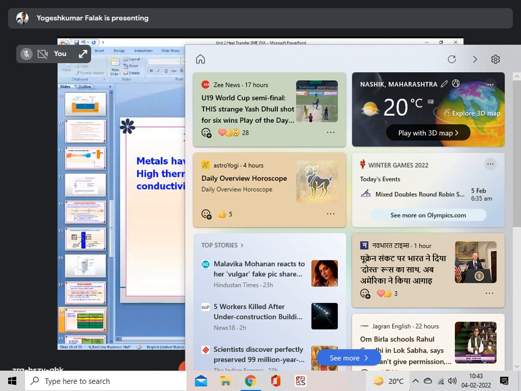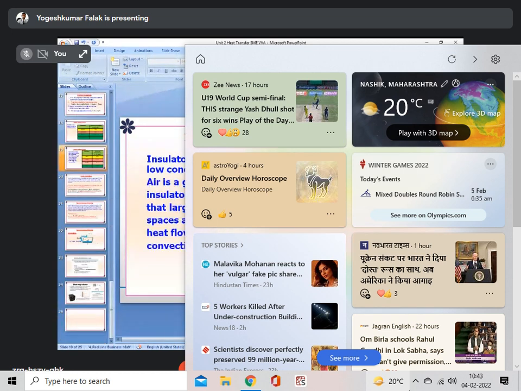So for thermal conductivity, copper has a very high value, 390 watt per meter Kelvin. Aluminum has 240, brass has 110, and iron has 75. Metals have very high thermal conductivity. These are four different metals with high thermal conductivity, whereas insulators have low conductivity.